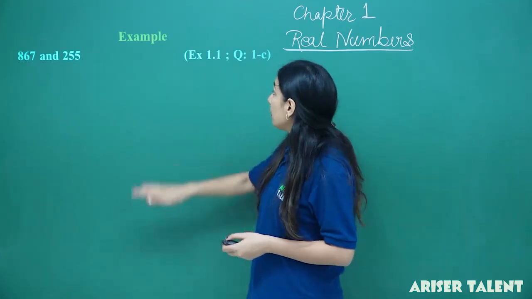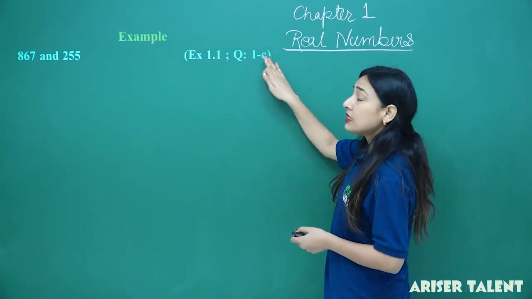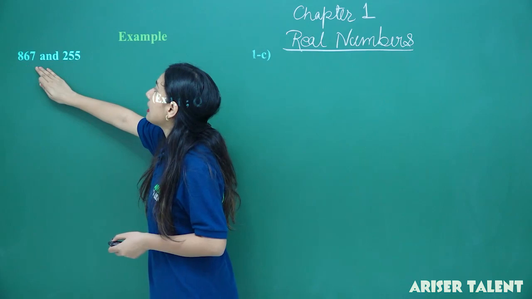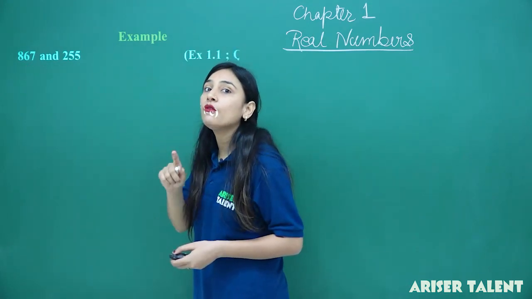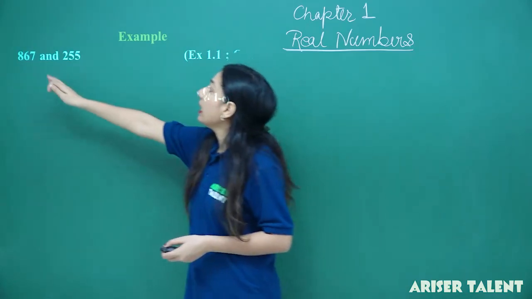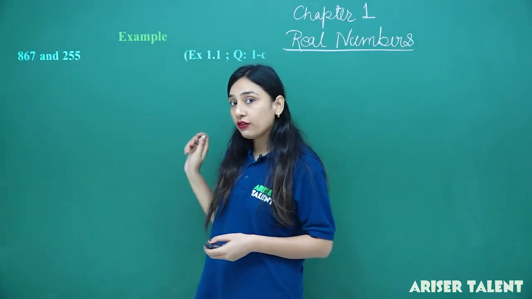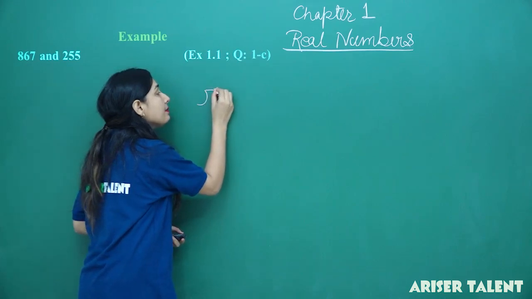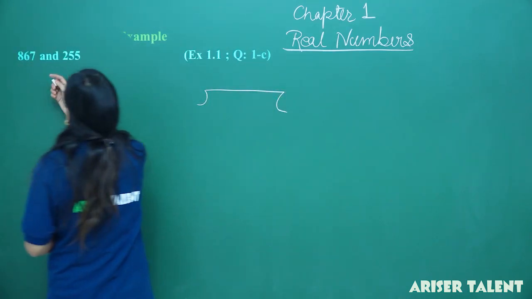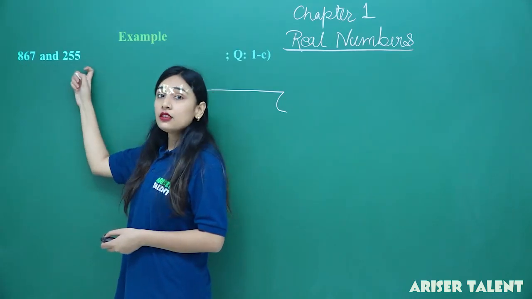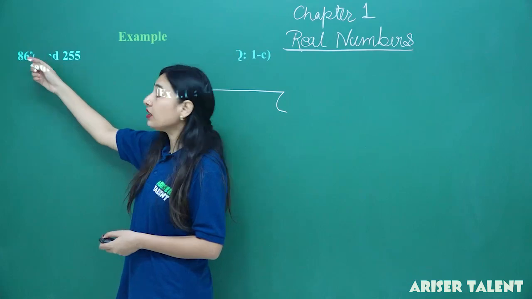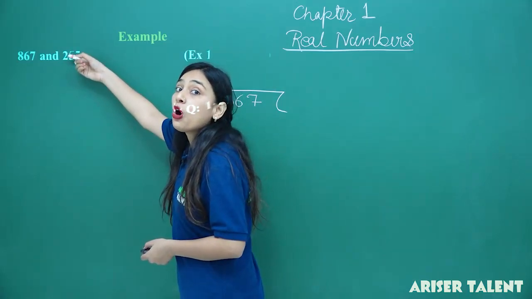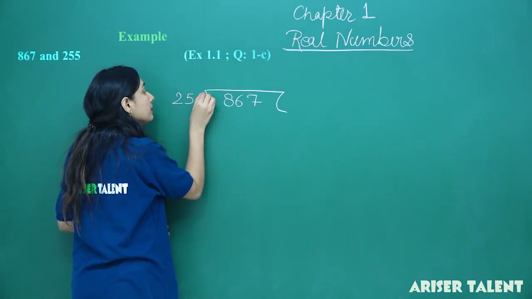The very first example is question 1(c) of exercise 1.1 in your book, and that is 867 and 255, and what you have to do is find the HCF of 867 and 255. So let's start. I have told you a simple method of division. Which one is the largest? This one, 867. So we will take it as dividend and the smaller value as divisor.